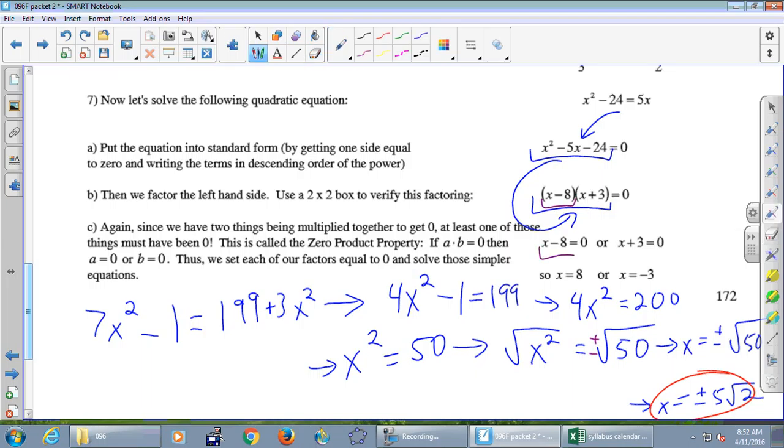There's purple equaling 0 there and green equaling 0 there. And then you solve the much simpler purple and green equations, add 8 to both sides, subtract 3 from both sides, and we get our two answers. x equals 8, x equals -3.